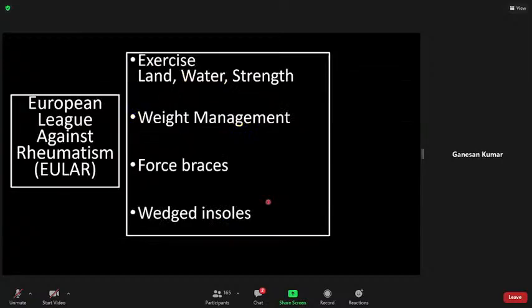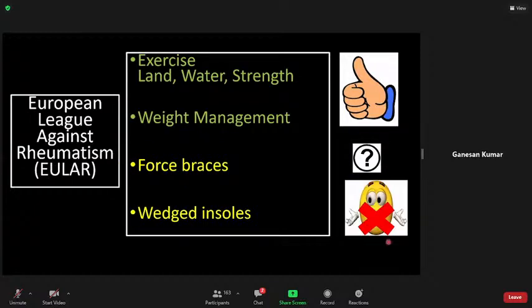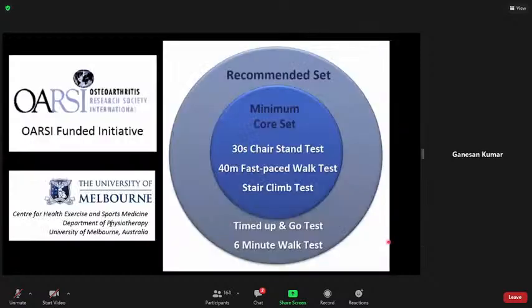So you can understand that there are two different groups in medicine itself where they recommend in a different way. Now coming on to the European people, they again stick to saying exercise and weight management, whereas the braces, they say they are not sure, and the wedge insoles, again, they say that it is not much help.